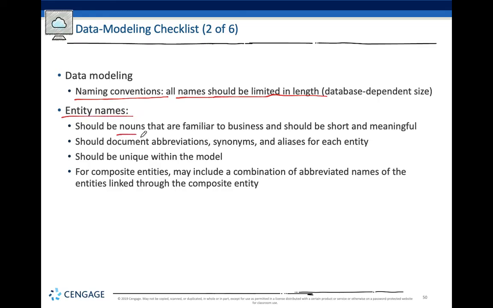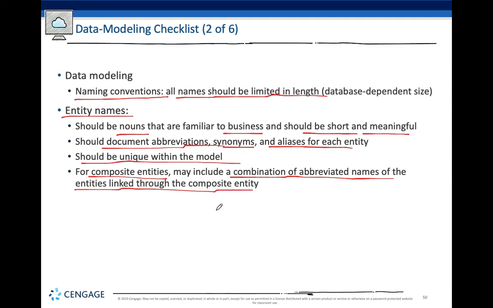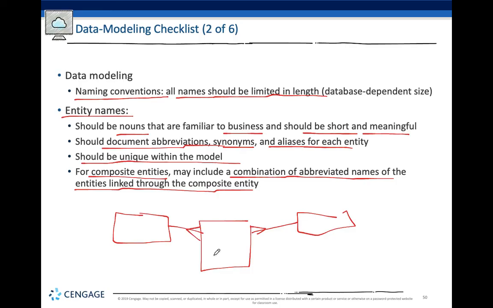Entity names should be nouns that are familiar to business and should be short and meaningful. They should document any abbreviations, synonyms, or aliases for each entity. Entity names should be unique within the model. And for composite entities, the entity names can include a combination of the abbreviated names of the entities linked through the composite entity. Composite entity is nothing but the entity that is created to resolve a many-to-many relationship, right? By creating two one-to-many relationships.